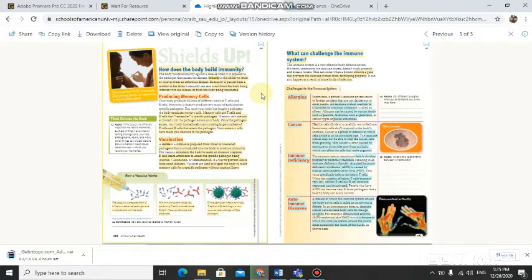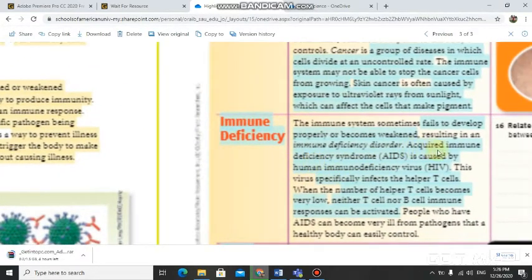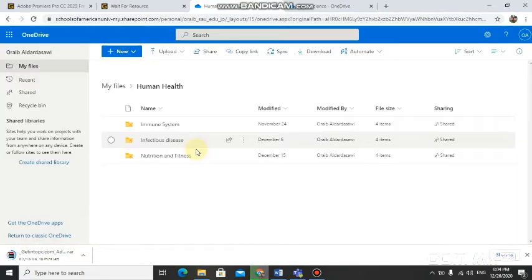Okay, so as for the diseases of the immune system, most of them are caused by hereditary factors or genetic factors. Like allergies, cancer, immune deficiency, and autoimmune disease. And the only disease that is caused by a virus here is AIDS, which is acquired immune deficiency syndrome caused by the HIV virus.